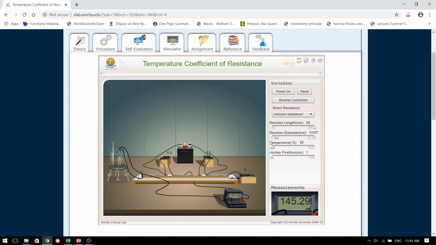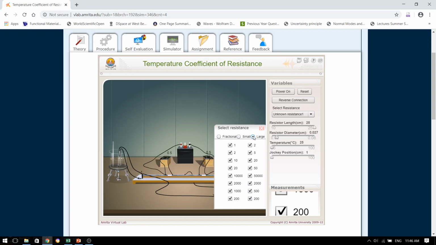But we are not going to work with the temperature because we are not doing the temperature coefficient. So we will keep it at 25 degrees. All we have to do is move the jockey position as we were doing earlier. Now let us first choose the value of the fractional resistance. Remember, over here there are 3 different options. Either it could be fractional or some small value or some large value.